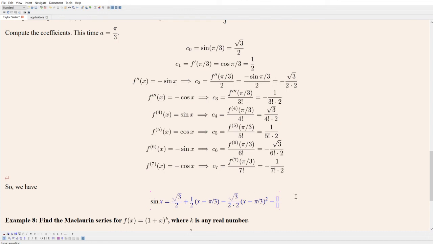So this is 0, 1, 2. Next is going to be 3. Next is going to be 4, so it's positive again. Next it's going to be... well, I think you get the picture. And so on, forever and ever. Amen.